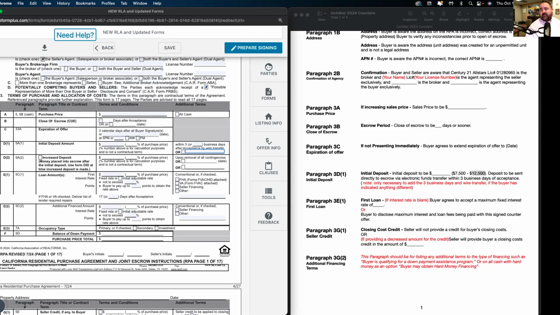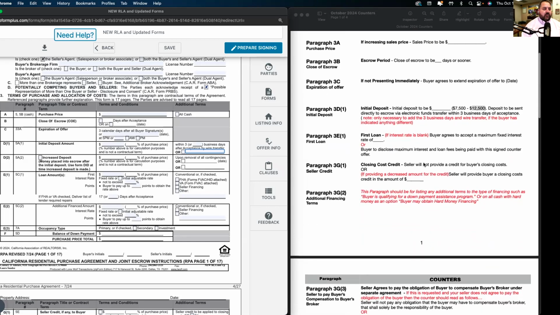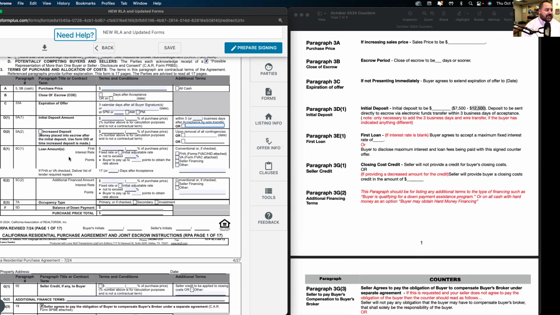When we're talking about the funds, we'll get to the funds in a minute and we'll talk about it. But obviously when there are gift funds in there, there's a whole other dynamic that can be an issue. We'll talk about it a little bit. Okay, so that's the initial deposit. First loan.